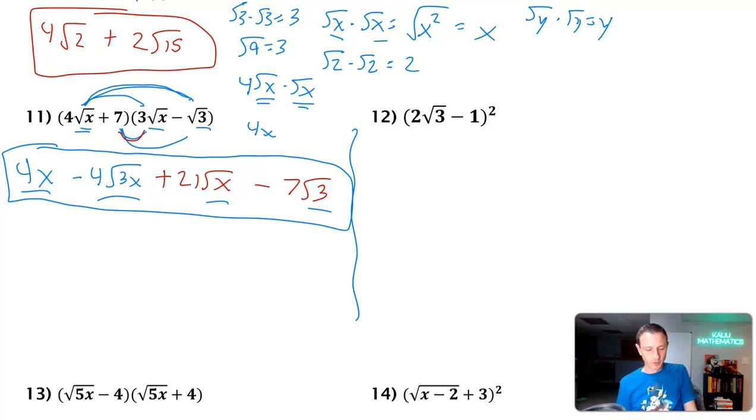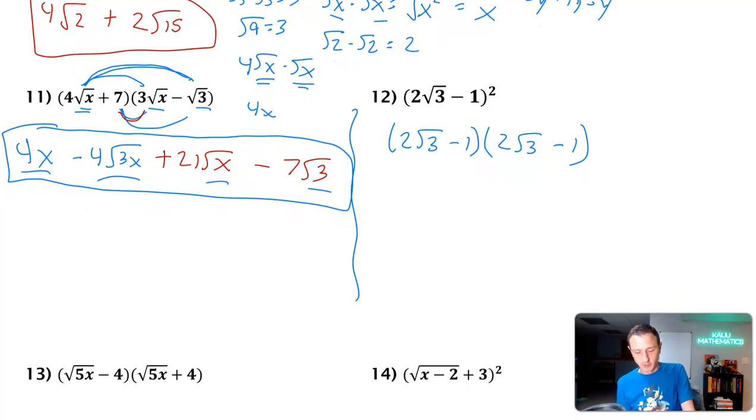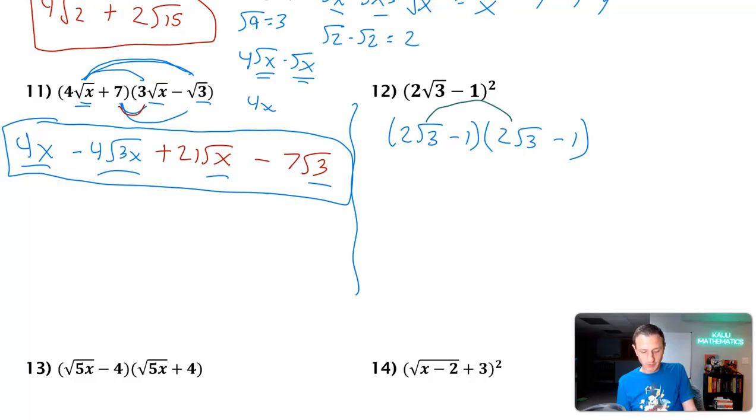Number 12, 2 root 3 minus 1 squared. So that is going to be 2 square root of 3 minus 1 times 2 square root of 3 minus 1. It's the same thing multiplied by itself, so that's just being squared. Same thing that we've been doing: I'm going to distribute this twice, or do FOIL.